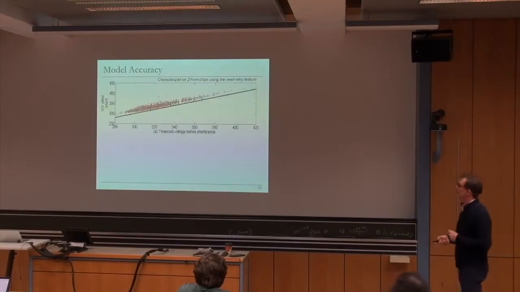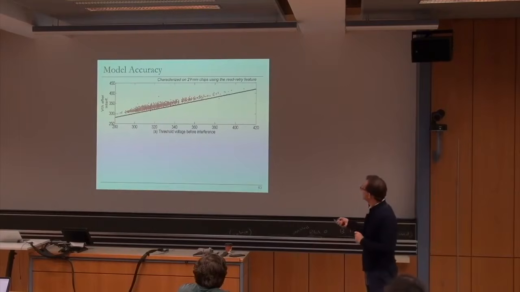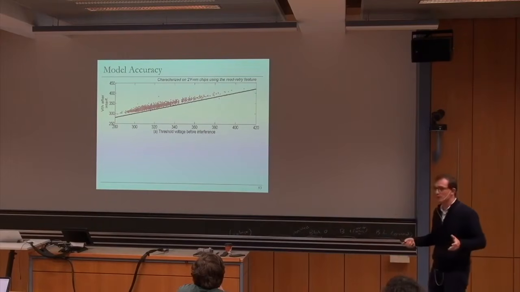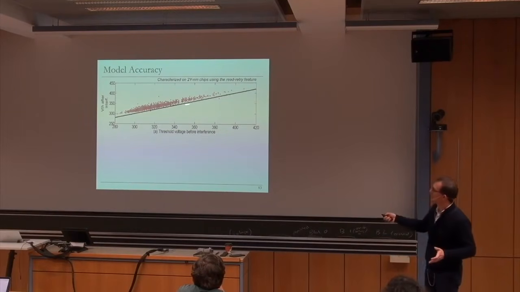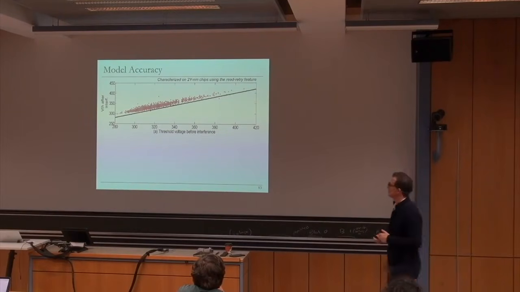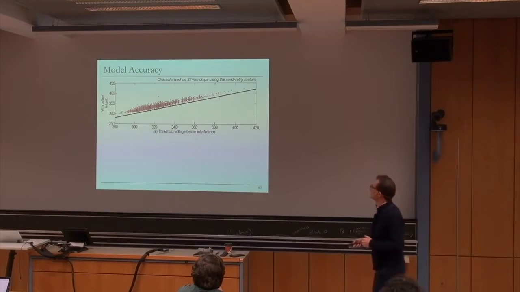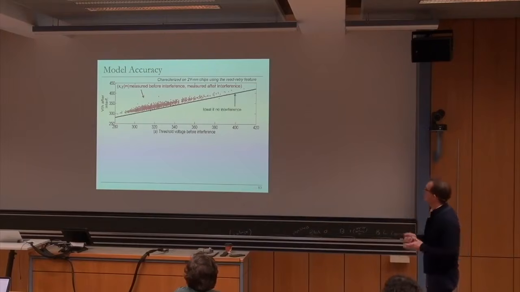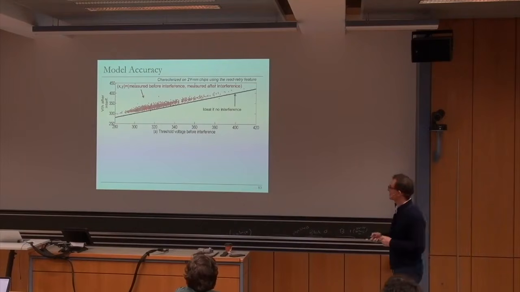And let's take a look at the accuracy of this. So what this picture is showing is, again, this is the chips, and this is the threshold voltage before interference that we have, and this is the threshold voltage after interference. If there was no interference, you should be on this line, the x equals y line, right? Clearly there is interference. These are the measured results. So you can see that interference causes a shift to higher voltages. This is measured before interference, this is measured after interference, and those are the red dots. And this is ideal if there is no interference. As expected, clearly there is interference in real systems.